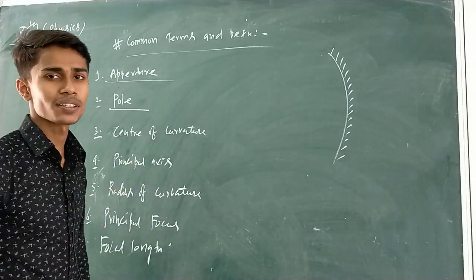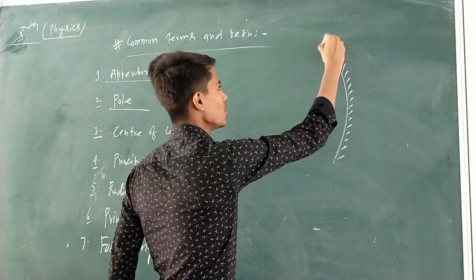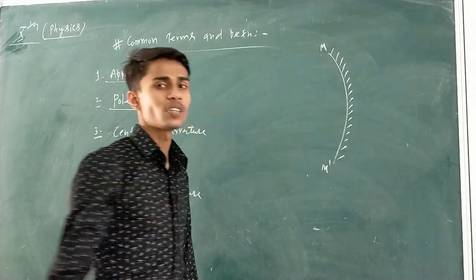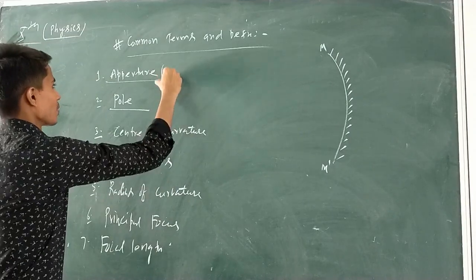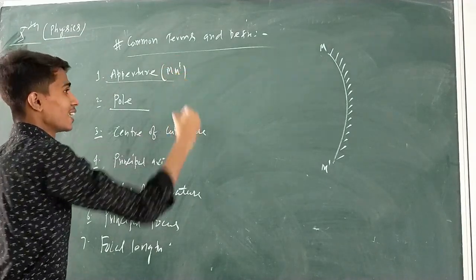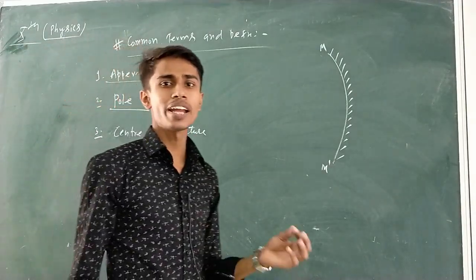How could you define aperture of a mirror? Now a mirror always has two end points. Let M and M dash be the two end points of the mirror. M M dash is representing the aperture of the mirror. What is aperture? The length of the reflecting surface of the mirror is called aperture.